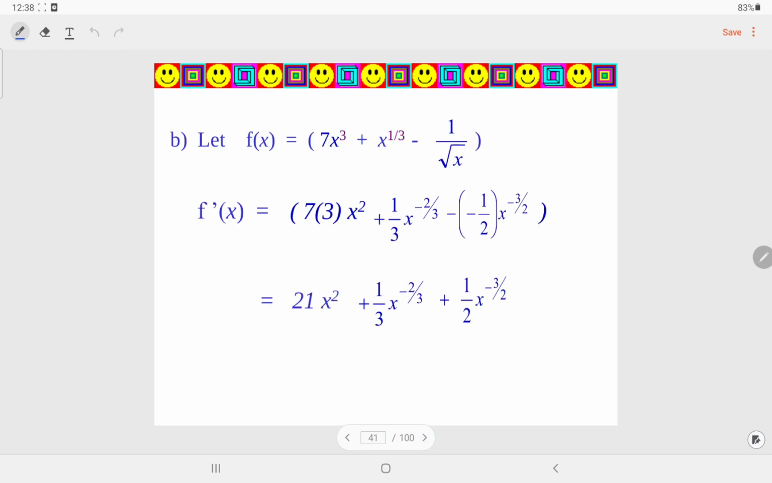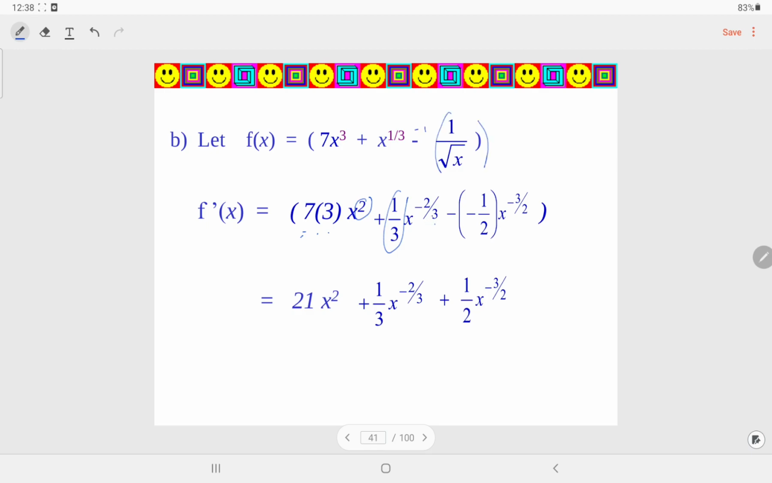B, 7x cubed plus x to the power of 1 over 3 minus 1 over square root of x. Okay, bring down here, so 7x, 7 times 3, 3 minus 1, so we get x squared. And then bring down here 1 over 3. So 1 over 3 minus 1, so we get negative 2 over 3.